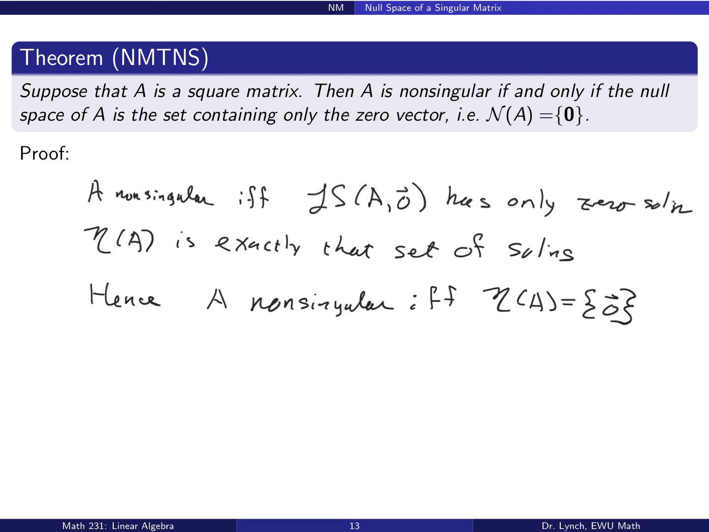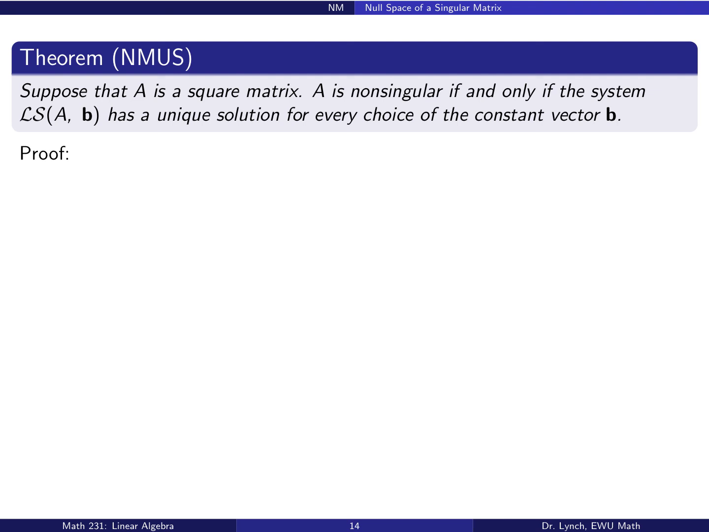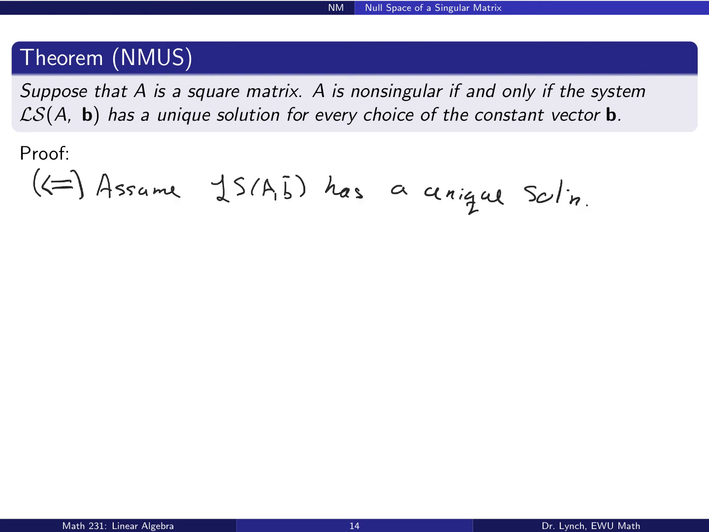Now, as it turns out, a non-trivial null space has implications for a non-homogeneous system of linear equations too. So here's a theorem. Suppose that A is a square matrix, then A is non-singular if and only if the linear system A comma B has a unique solution for every choice of the constant vector B. So we'll go ahead and prove this theorem too.